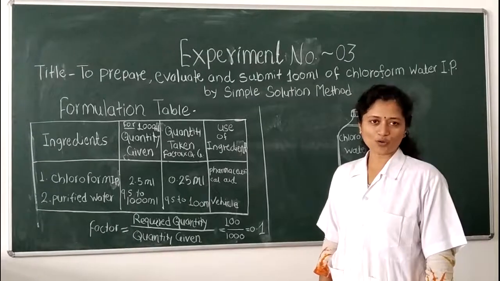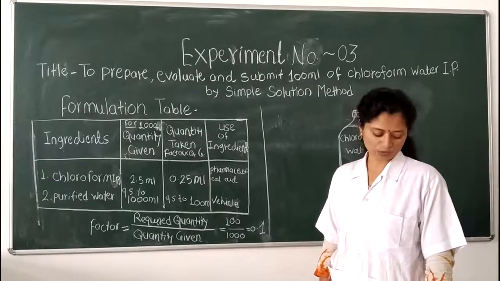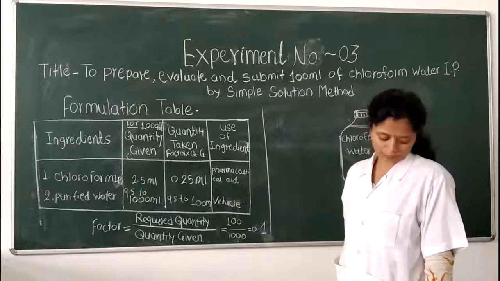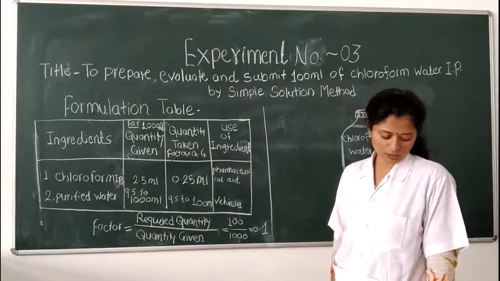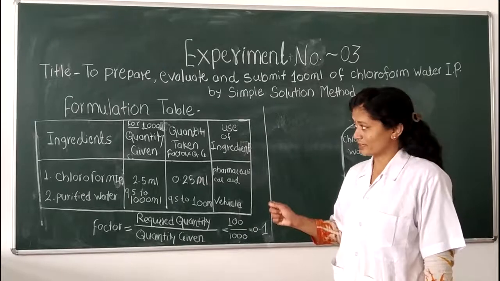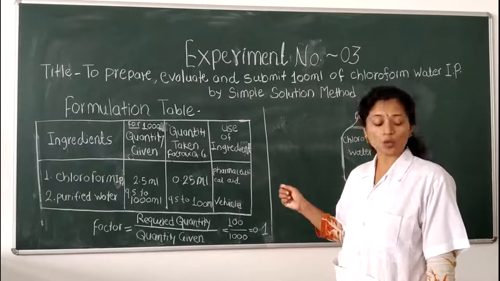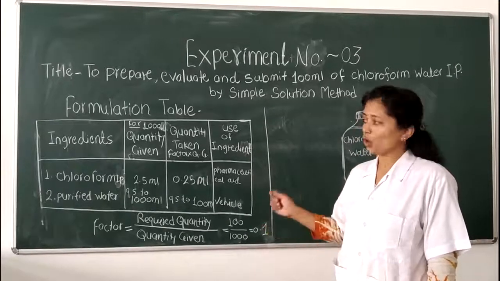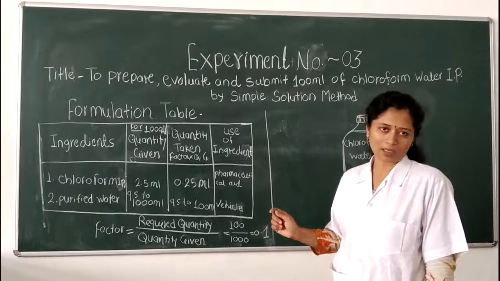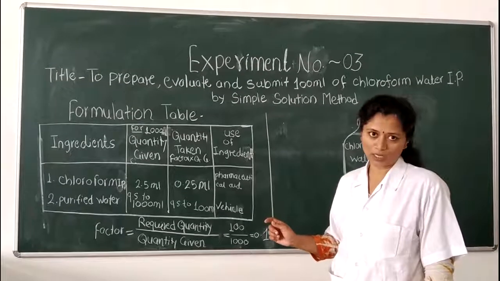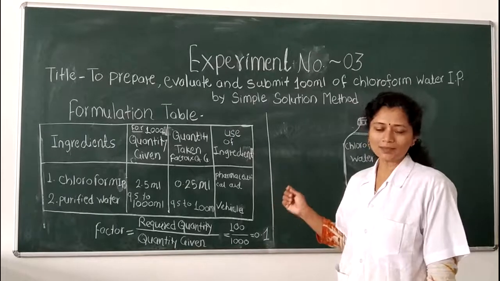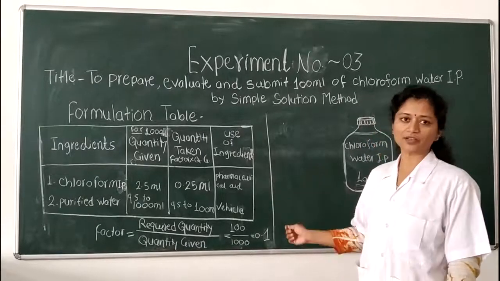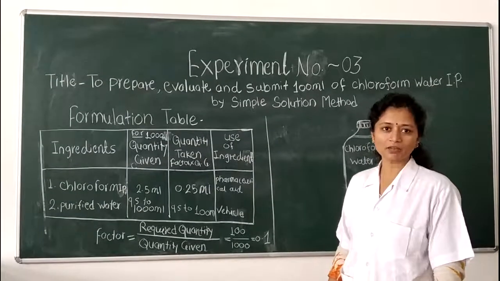For chloroform water preparation, firstly we have to prepare the formulation table. In the formulation table, we have to note the ingredients, the quantity taken and the use. All this is mentioned in the IP, that is the Indian Pharmacopoeia. We refer to all the standards of the Indian Pharmacopoeia.